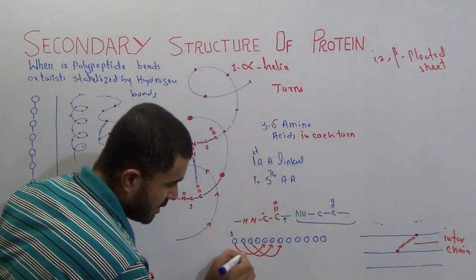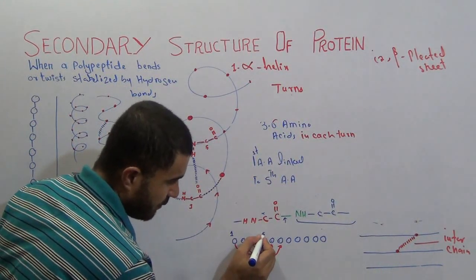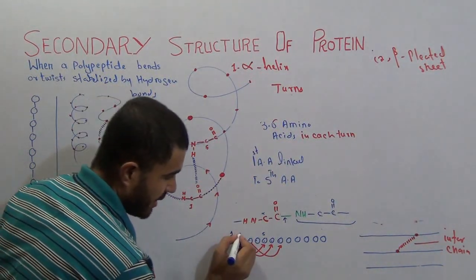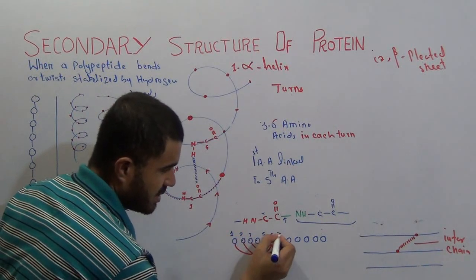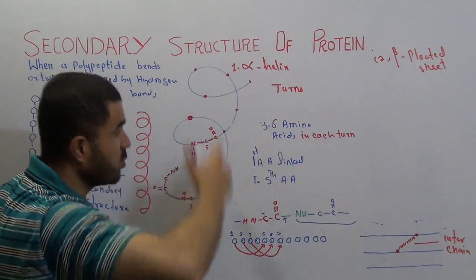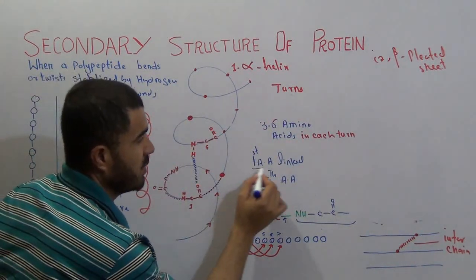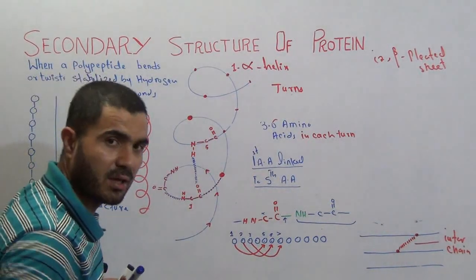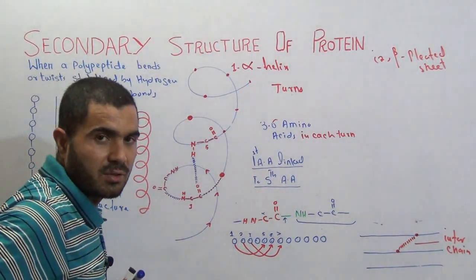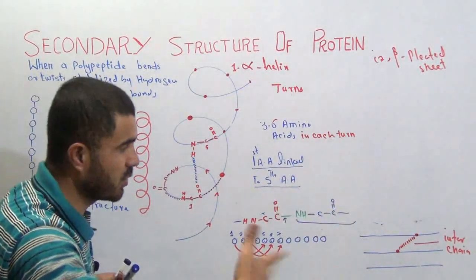The first amino acid is always linked with the fifth amino acid. The second amino acid is always linked with the sixth. The third one is with the seventh, and so on. So this will be the style. First amino acid linked to the fifth amino acid, second to the sixth, third to the seventh, and so on. You can go on.